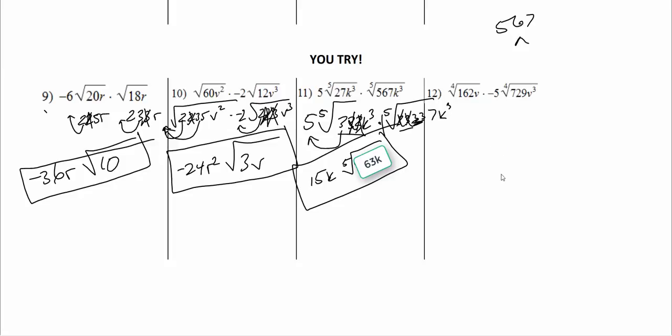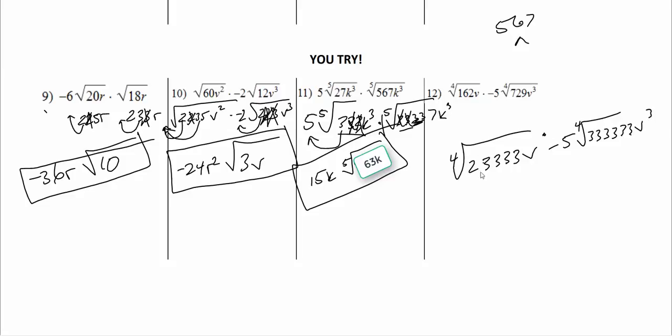Number 12. Oh man, we're getting some bigger numbers. This is going to be lovely. Number 12, the fourth root of 162 is 2 times 81, so that's 3, 3, 3, 3. And then times a negative 5. And then the fourth root of 729. So that's 3 times 3 times 3 times 3 times 3 times 3. Man, that's a lot of 3s. Those should be a v and a v to the third power.